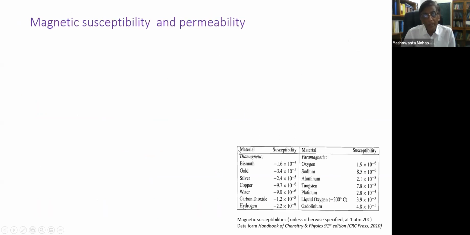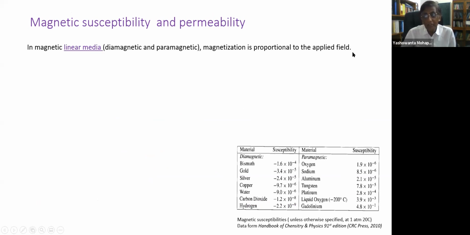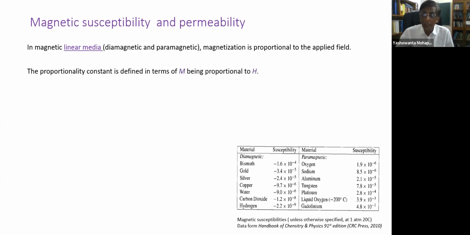Okay. So, magnetic susceptibility and permeability. Let me define magnetic susceptibility before I come to this table. In magnetic linear media, there is diamagnetic and paramagnetic. So this is linear media. Magnetization is considered proportional to the applied field. Just like in electrostatics, we had a linear media if the polarization is proportional to the electric field. Okay, so here instead of the electric field, we take the magnetization M being proportional to H.